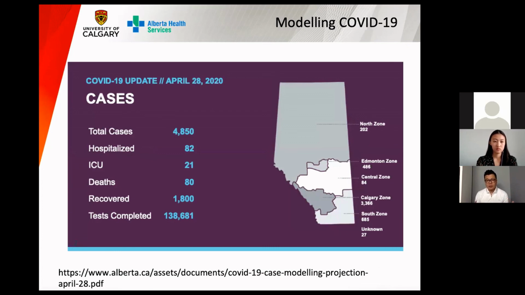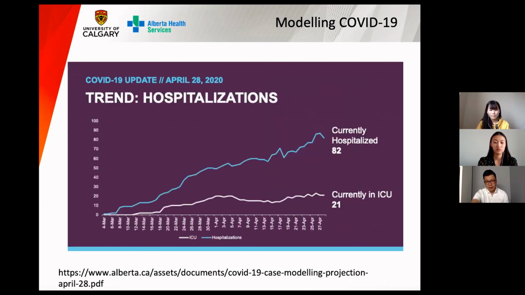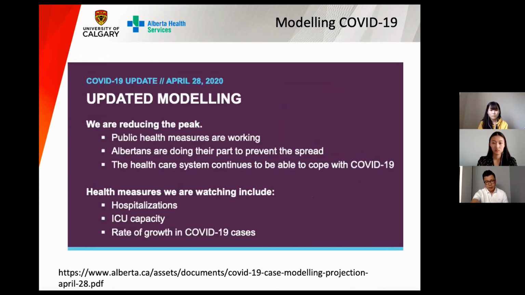At the end of April, we looked at all of our cases, and we were pretty good. The total number of cases was only about 5,000, as opposed to the 800,000 that we were thinking in the good case scenario, and 80 deaths as of April 28th. The trend back then was only 82 hospitalized and about 20 in the ICU. And I presume Alberta Health is doing this on a weekly, if not monthly, basis, updating their modeling with the current caseload, and carefully watching the hospitalization rates, the ICU capacity, and certainly the rate of community spread of COVID-19.